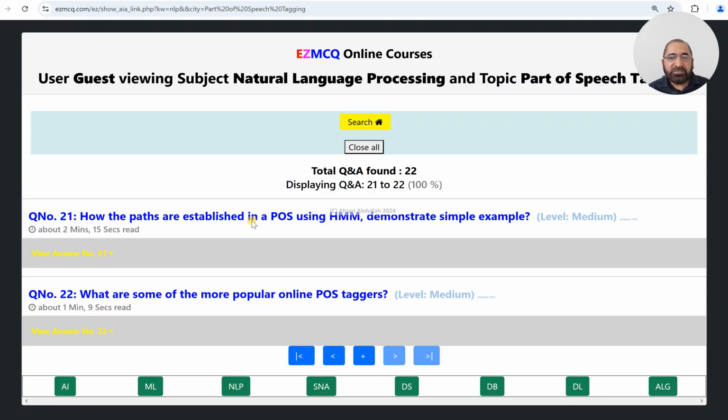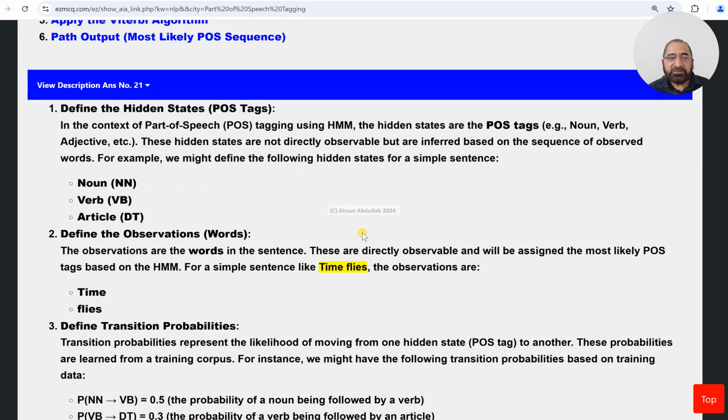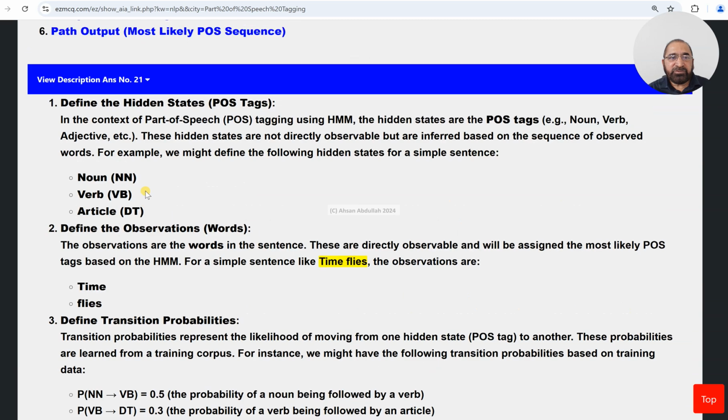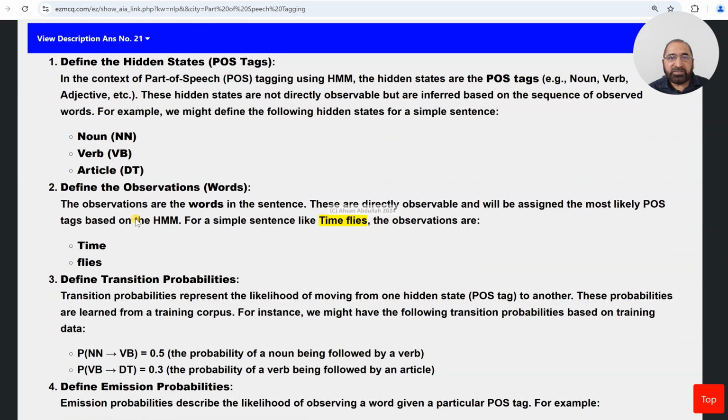Okay, so let's look at a simple example of the hidden Markov model. Let me go into details. We have the statement "Time flies." So we have the noun, the verb, and the article or determiner. In "the time flies," you can say that "the" is the determiner or the article.